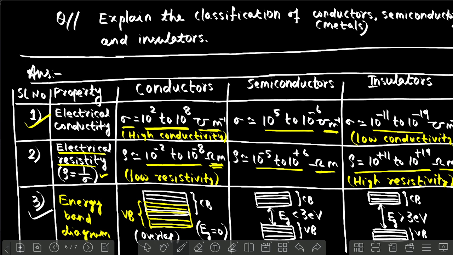Classification, and particularly if they are asking for energy band diagram classification, only the third point you write for a 2 mark question. So all these pictures you have to do. You write which is the conduction band. Here I have written a shortcut: CB means conduction band, VB means valence band. Yes or no? So remember.